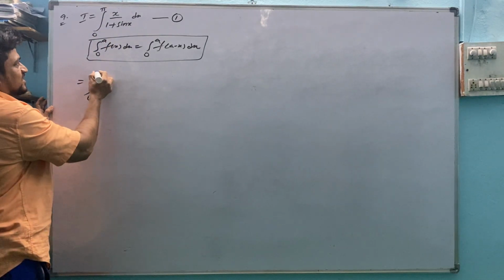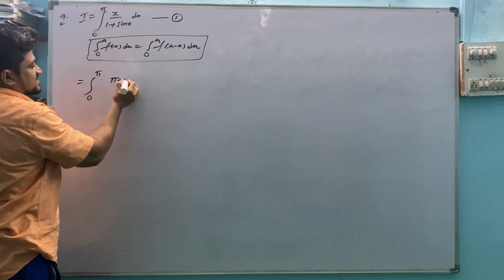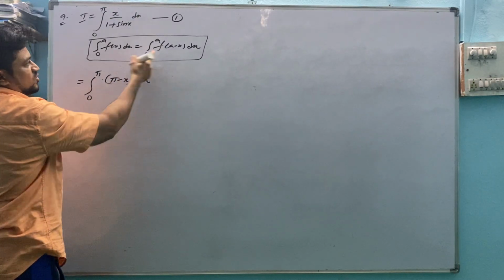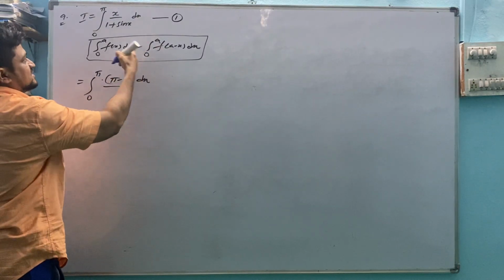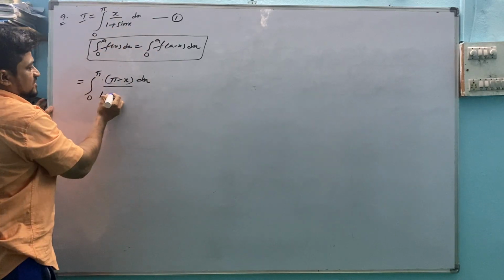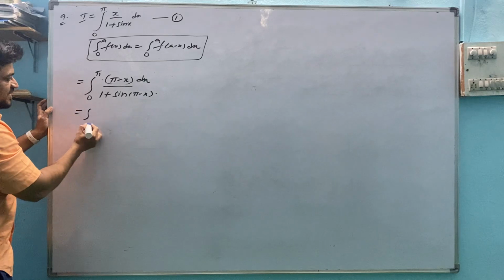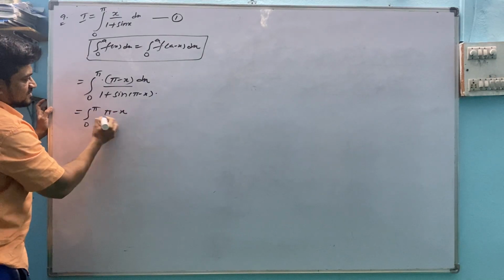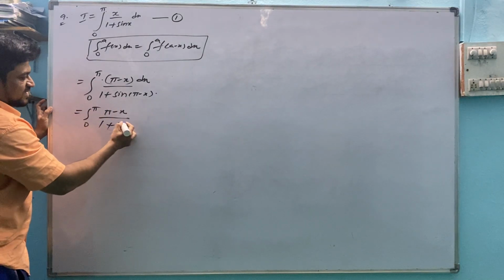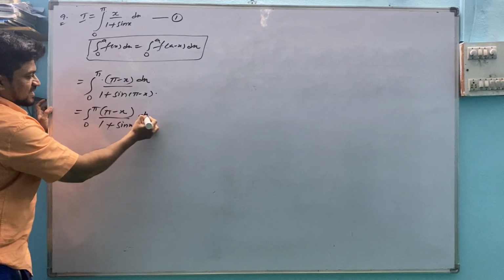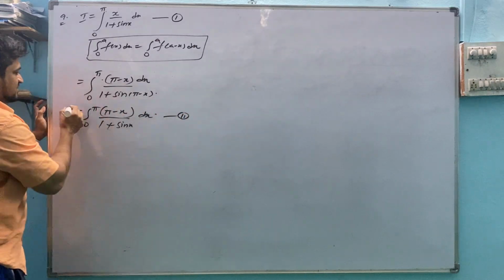So 0 to pi, x becomes pi minus x because of the property, x becomes a minus x. A is pi, so pi minus x. 1 plus sine of pi minus x. Sine of 180 minus theta is sine theta. dx as it is. This is the second equation.